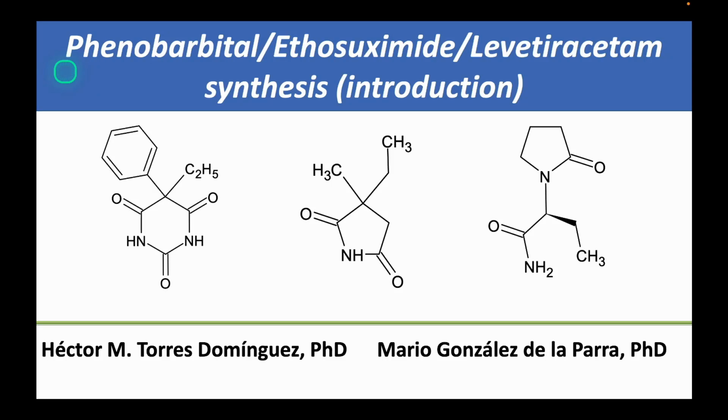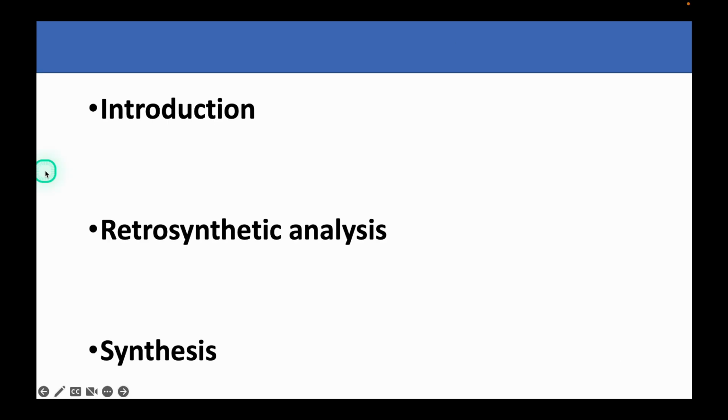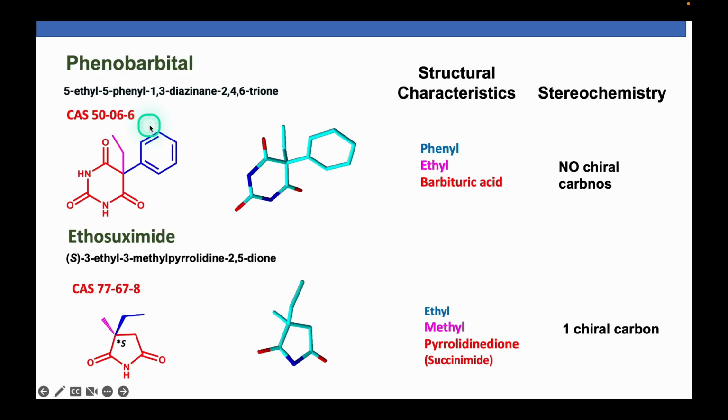Hello! With this video, we begin the series on 3 antiepileptic drugs: Phenobarbital, Ethosuximide, and Levetiracetam. The series includes an introductory video, this video, videos on retrosynthesis, and videos on the resulting syntheses. Here we present the systematic names, CAS numbers, structures expressed in 2 and 3 dimensions, for phenobarbital and ethosuximide.